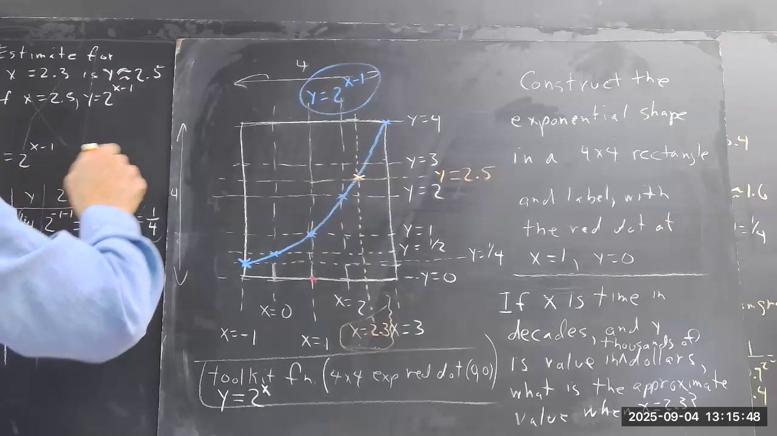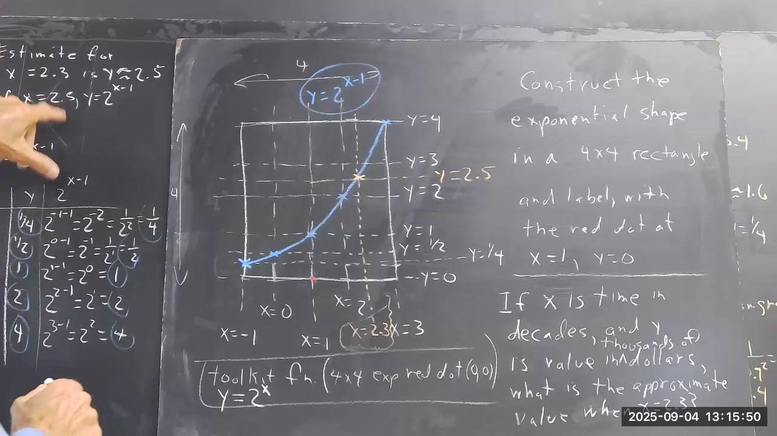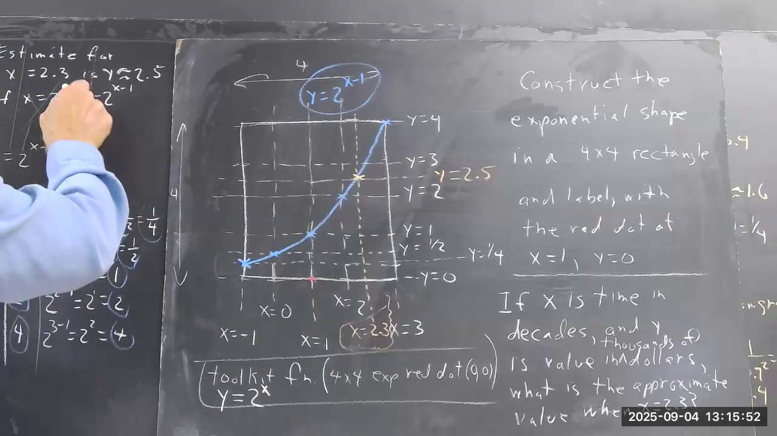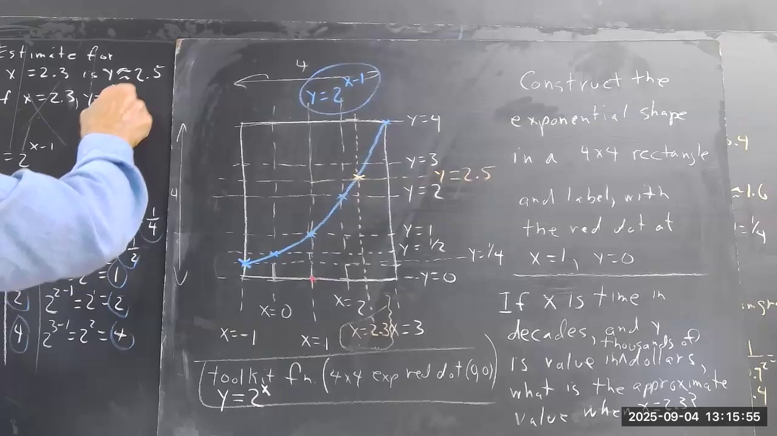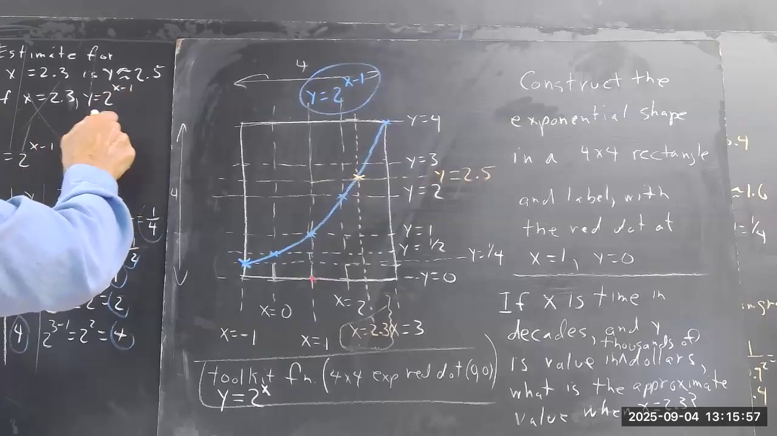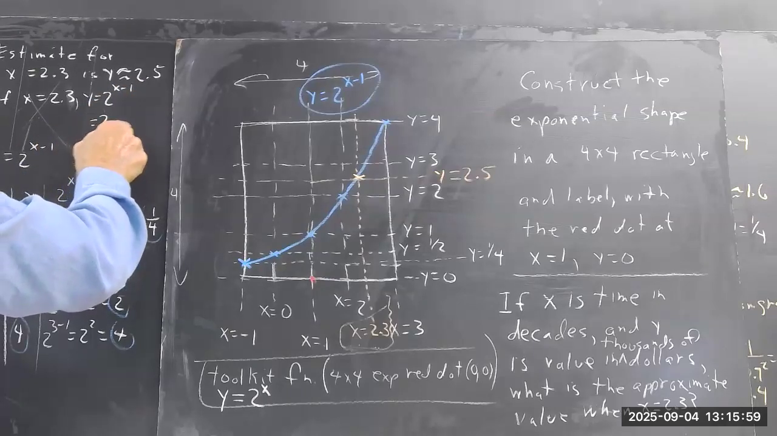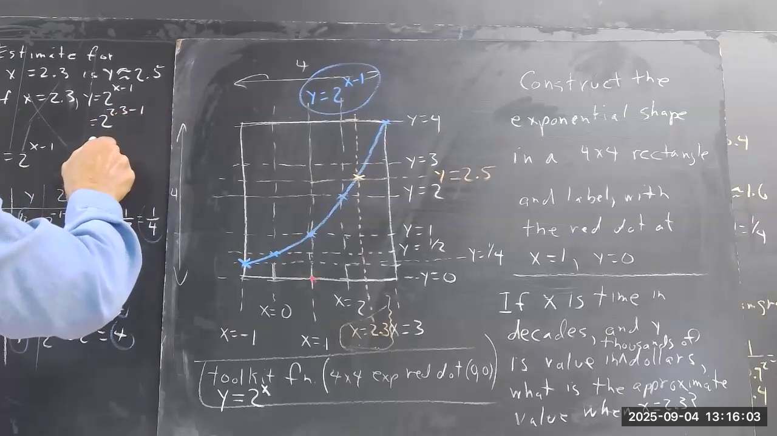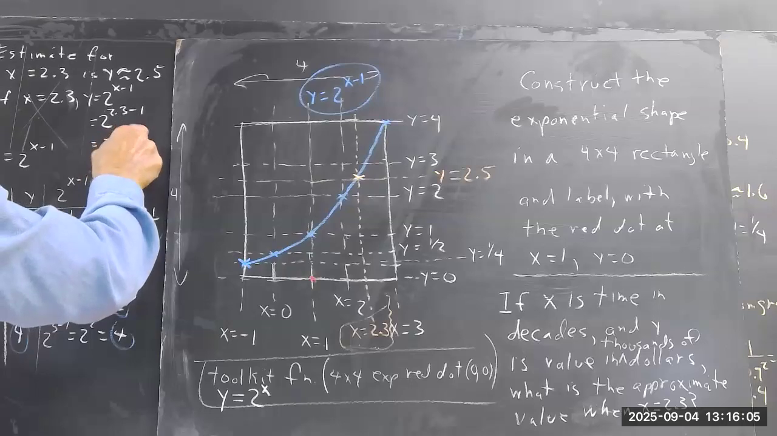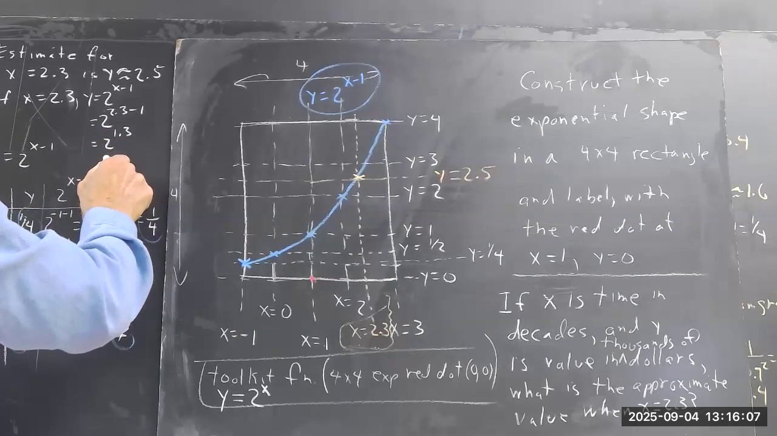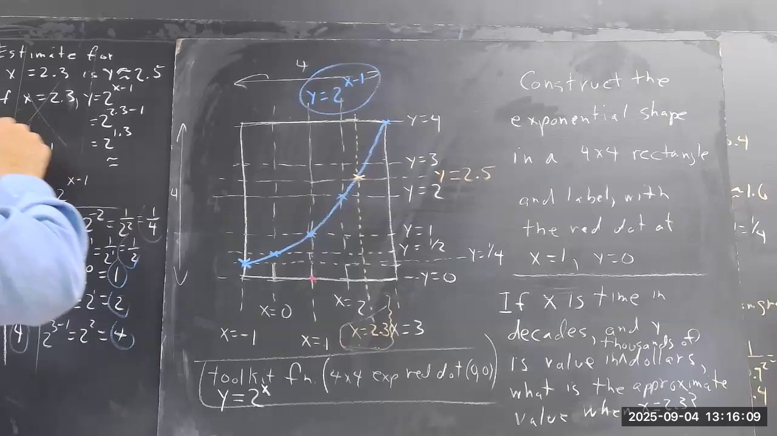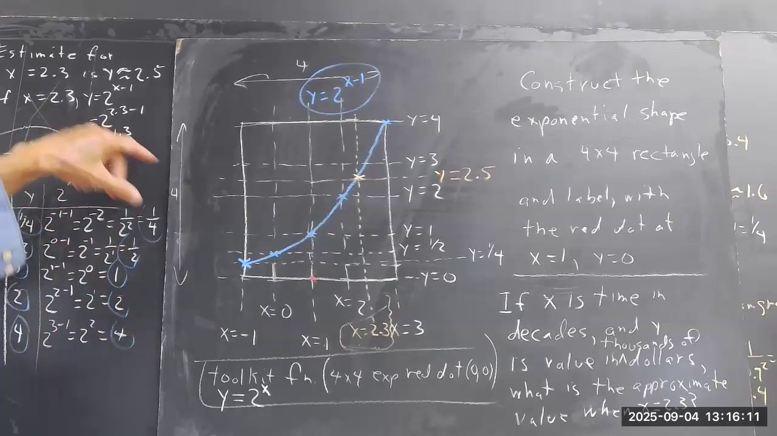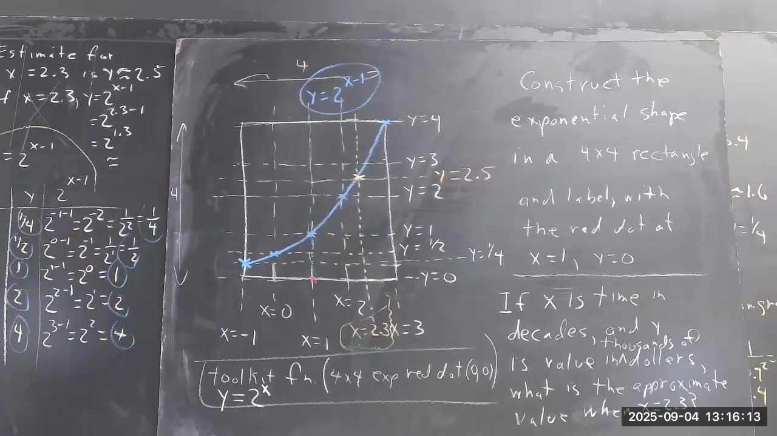Oh, wait a minute. Yeah, that's right. If x equals 2.3, y equals 2 to the x minus 1, which equals 2 to the 2.3 minus 1, which is 2 raised to the 1.3 power. Now, on your calculator, can you do 2 raised to the 1.3 power? Anybody got that? Hang on a minute.